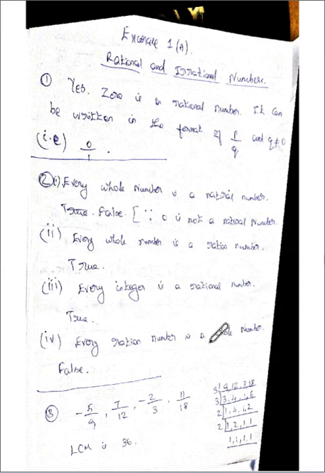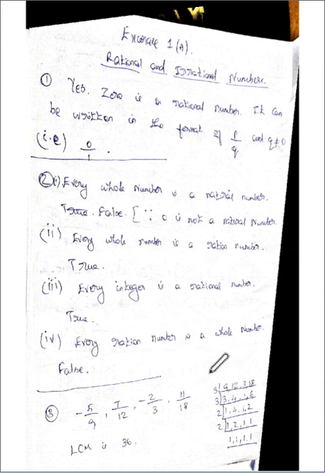Every integer is a rational number. Yes, this is also true, because the integer can be written in the form of p by q, where p and q are integers. The next one: every rational number is a whole number. No, because rational numbers like 2 by 3 or minus 2 by 3 are rational numbers, but they are not whole numbers.